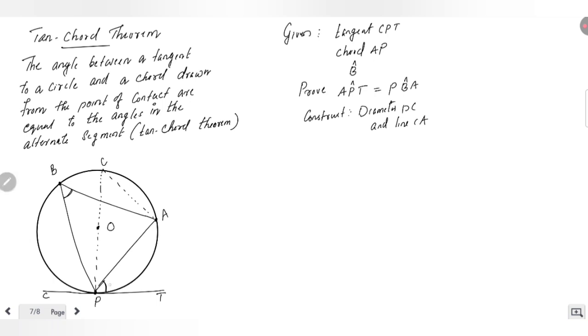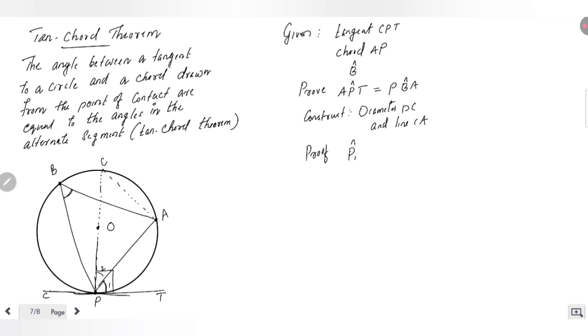Now let me call the angles. We can see angle APT, let me call it P1, and this angle is P2. Did you see that P1 plus P2 is 90 degrees? P1 plus P2 is 90 because that is the angle between this tangent and the diameter, which is always 90 degrees. That is the proof.